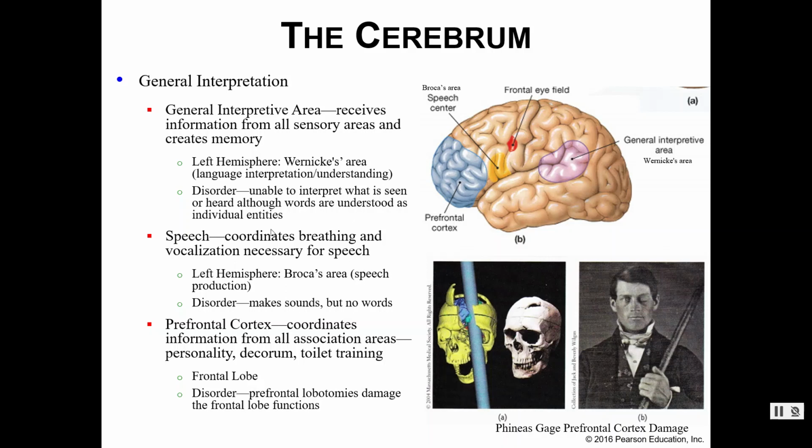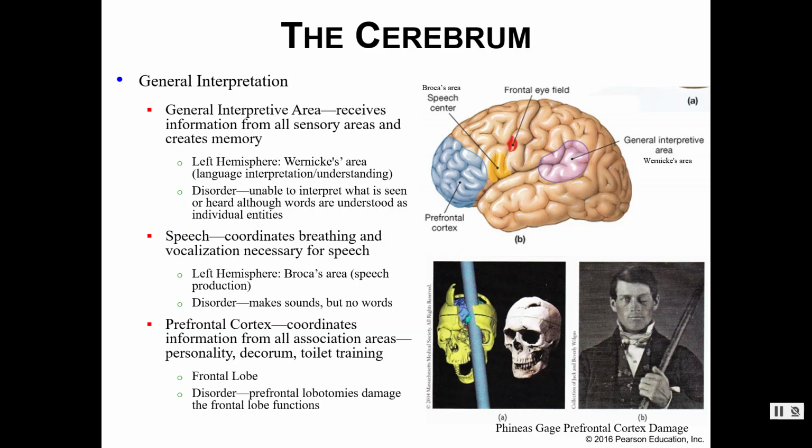You also have an area for speech. We call this Broca's area, also in your left hemisphere. Your right hemisphere kind of gets left out with some of this stuff, though it is important. Your Broca's area helps you with speech production. These speech areas help you coordinate your breathing and assist with vocalization required for speech. So if you damage your Broca's area, you can make sounds, but you can't really make words anymore.